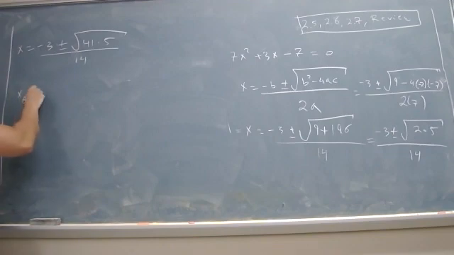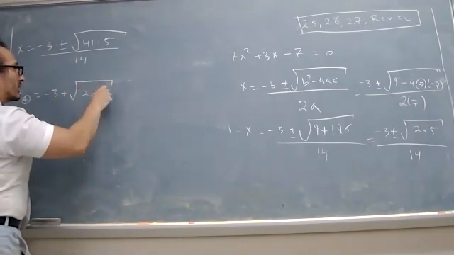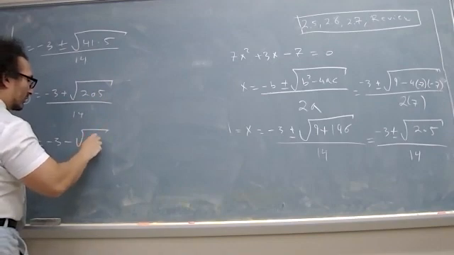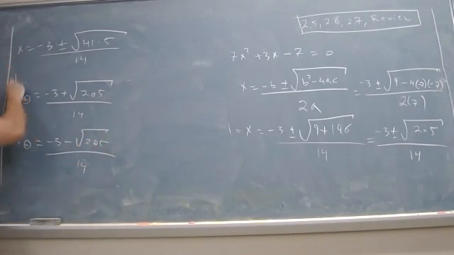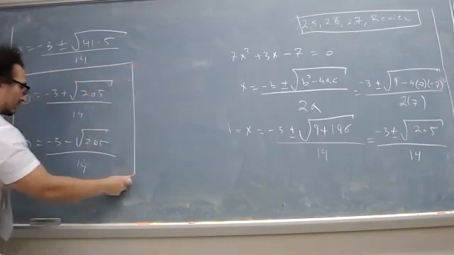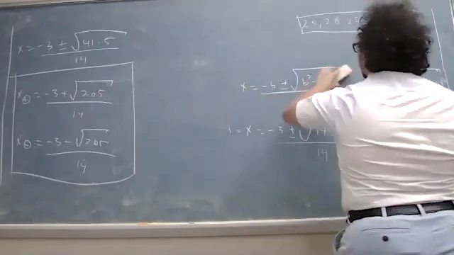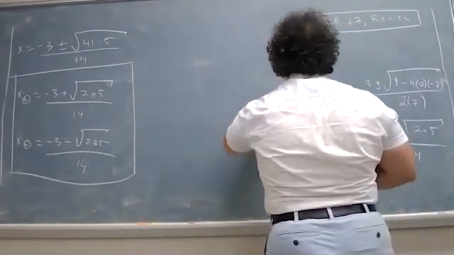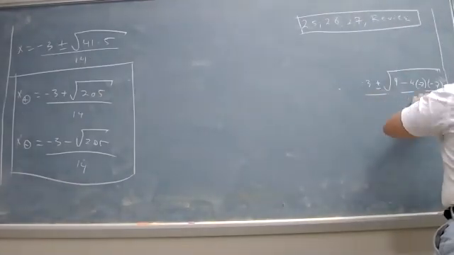x plus will be negative 3 plus the square root of 205 divided by 14, and x minus is when we elect to subtract. That's negative 3 minus the square root of 205 all over 14. There's our two answers. So we've solved quadratic equations using factoring, we solved quadratic equations using completion of the square, and we've solved quadratic equations using the quadratic formula.